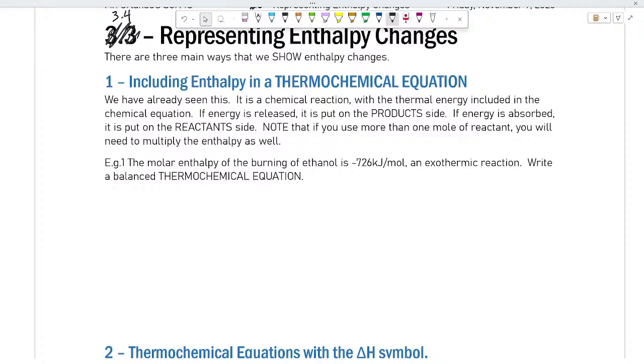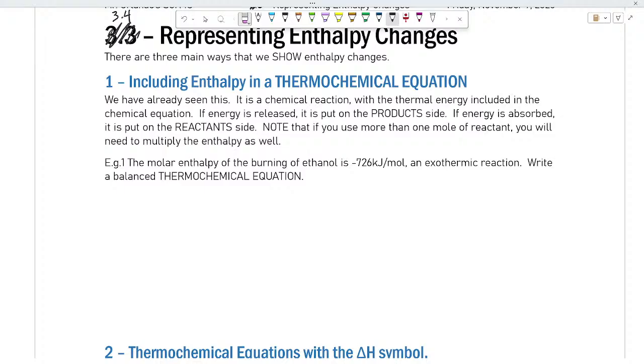So in a chemical reaction, the thermal energy included is part of the chemical reaction. If energy is released, then we need to say in our thermochemical equation that we get energy released. And on the other hand, if energy is absorbed, we need to say that energy is absorbed. And there's a few ways we can do that. One of the ways is by including it right in the equation. So, for example, the molar enthalpy of the burning of ethanol is negative 726 kilojoules per mole, an exothermic reaction.